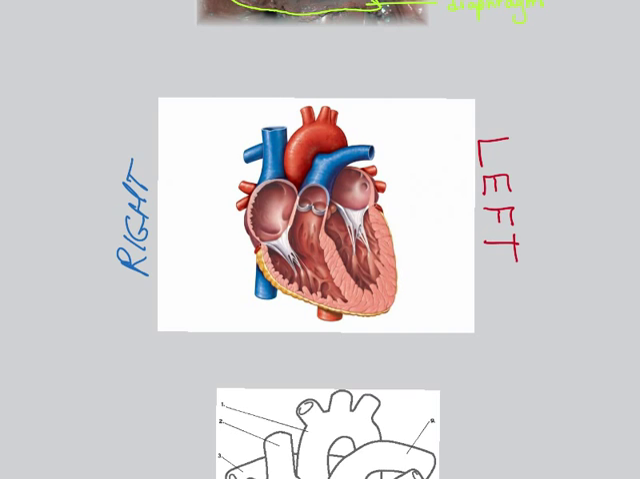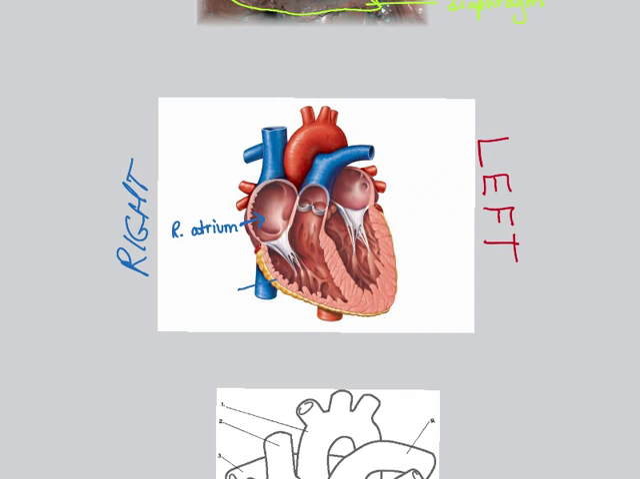Back here. So we're staying on the right-hand side, and we're going to start at the top. We're going to start by labeling those chambers that are on the right. So this is the right atrium. You have one atrium, two atria. Okay, so on the top are your atria.